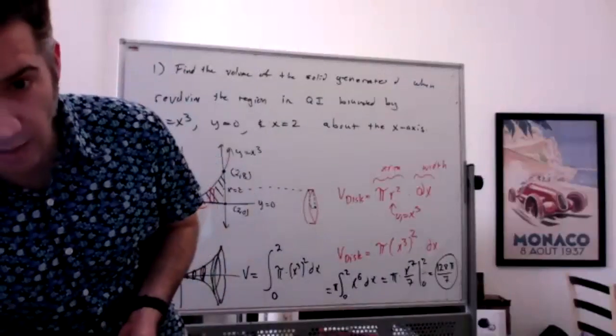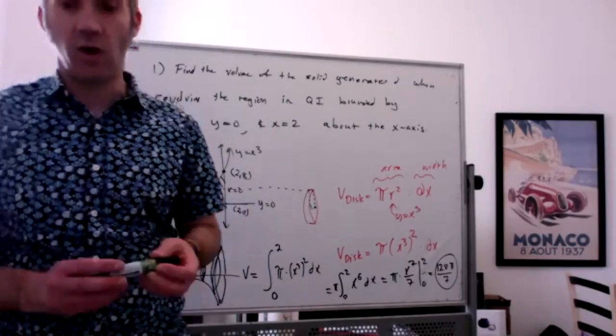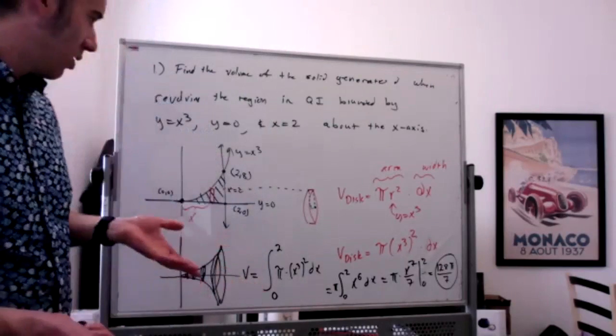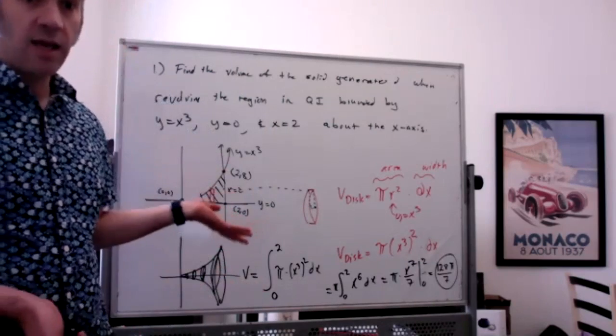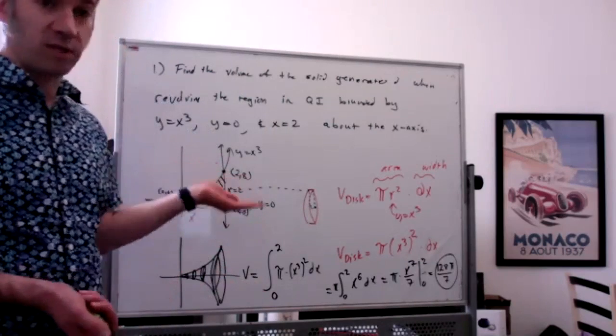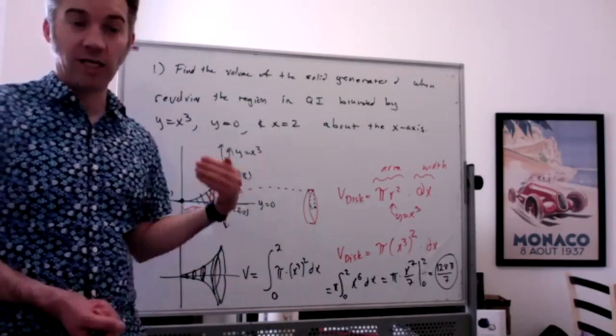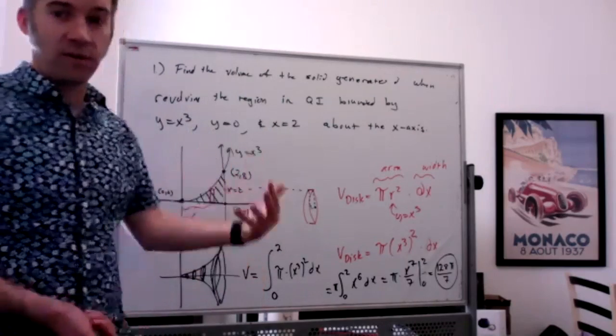But that's the very basic idea, that you're always going to be looking for some radius, and the volume of your disk is going to be pi times that radius squared. And you're going to add up all the disks.